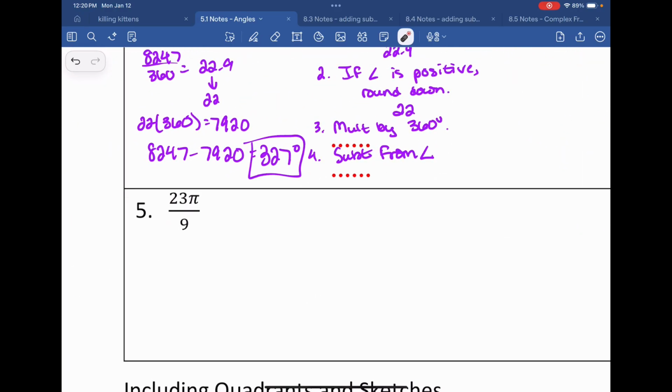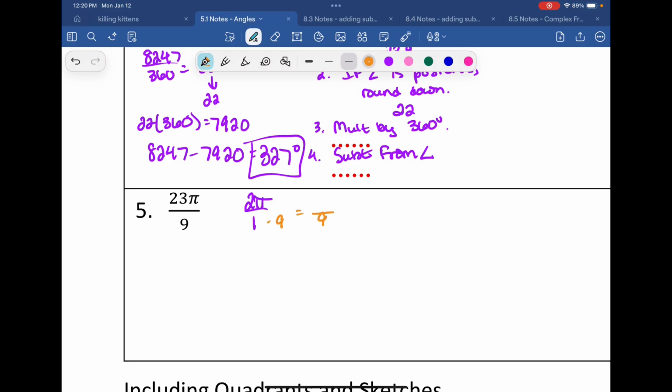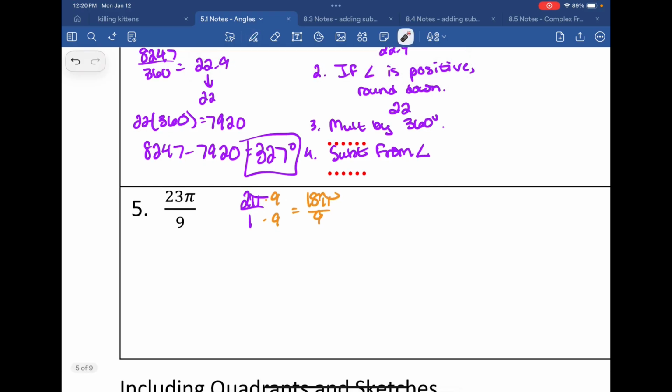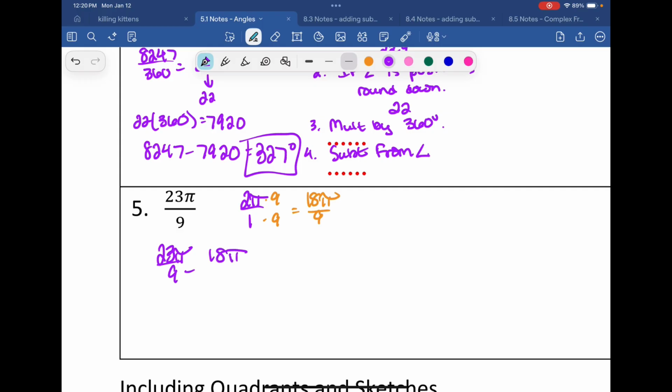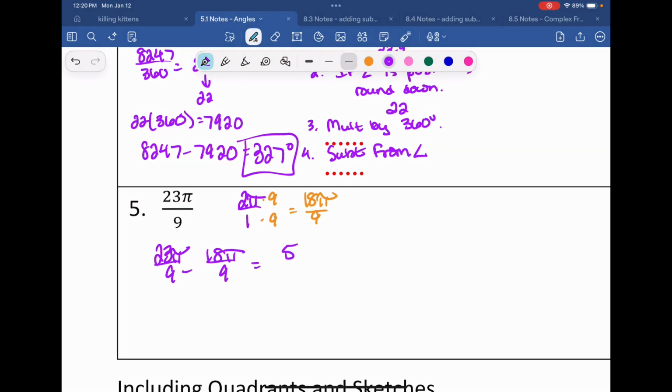So let's do the same thing on this one. We have to multiply by 9. So we can see that 23 is bigger than 18, so I need to subtract. That's going to give me 5 pi over 9.